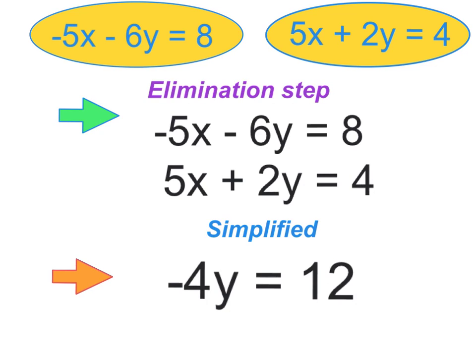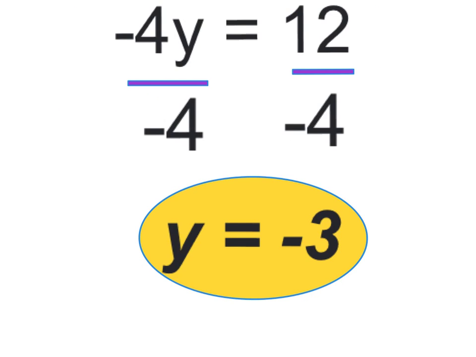Now when I take negative 6y and positive 2y, they combine together to make negative 4y. And when I take 8 and 4 and combine them together, I get 12. And last but not least, to solve this simple one-step equation, I just have to divide both sides by negative 4. And when I do so, my y value equals negative 3.